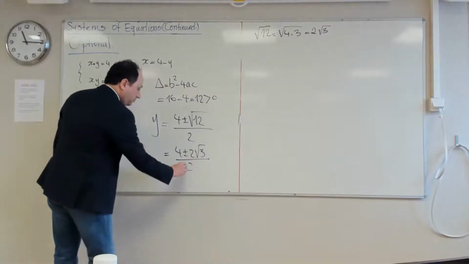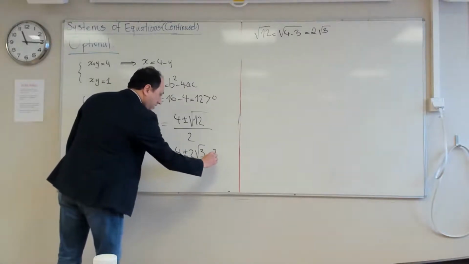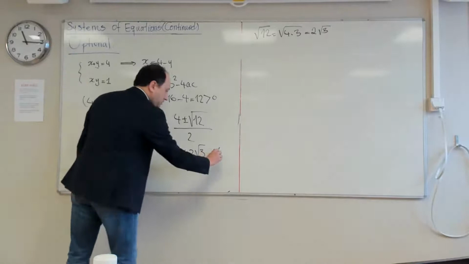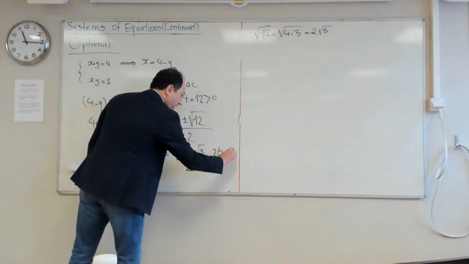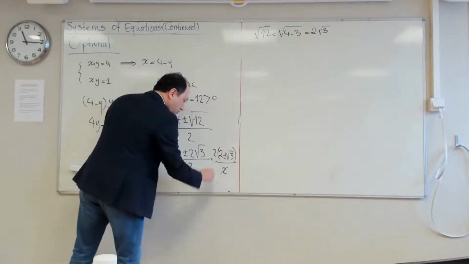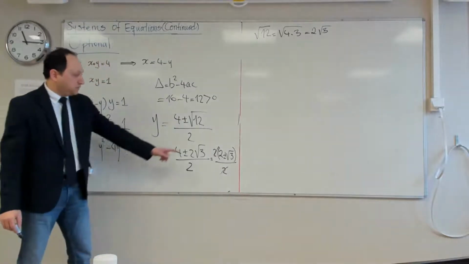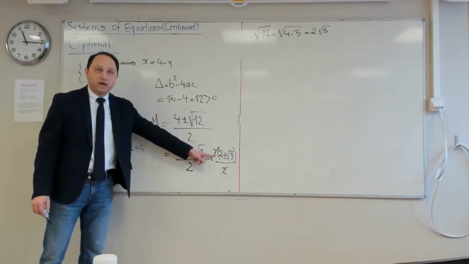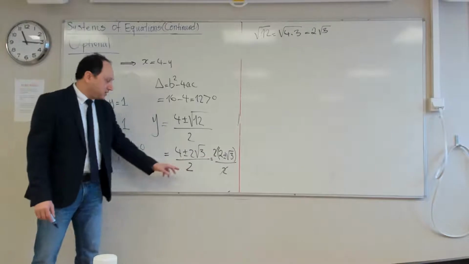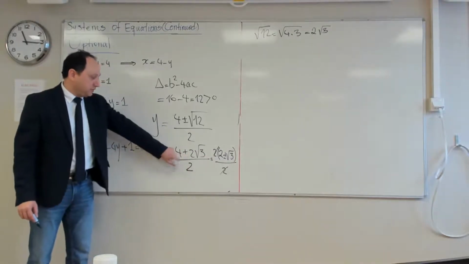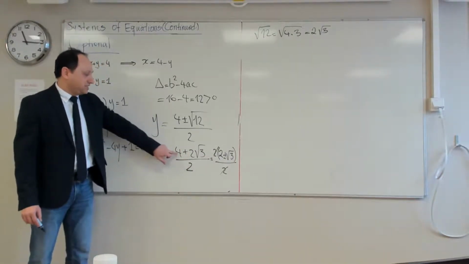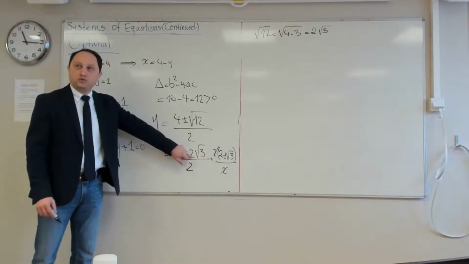But I can factor a 2 out in the numerator. It becomes 2 times (2 plus or minus square root of 3), and then divided by 2. These 2 and that 2 can be cancelled. Why? Because this 2 is now not a summand, it's a factor. If I ask you to read this, you will say this is the sum of 4 and 2 square root of 3.